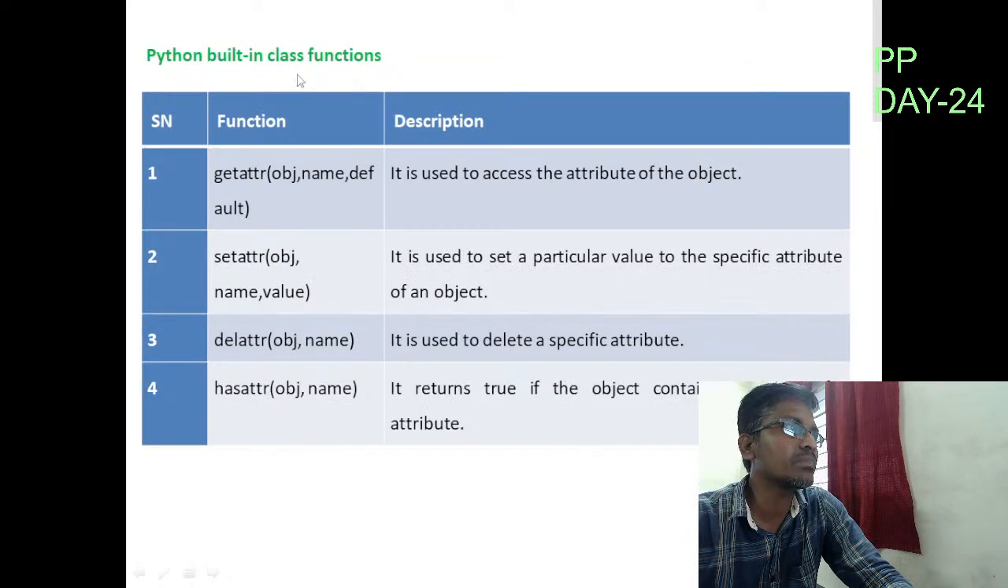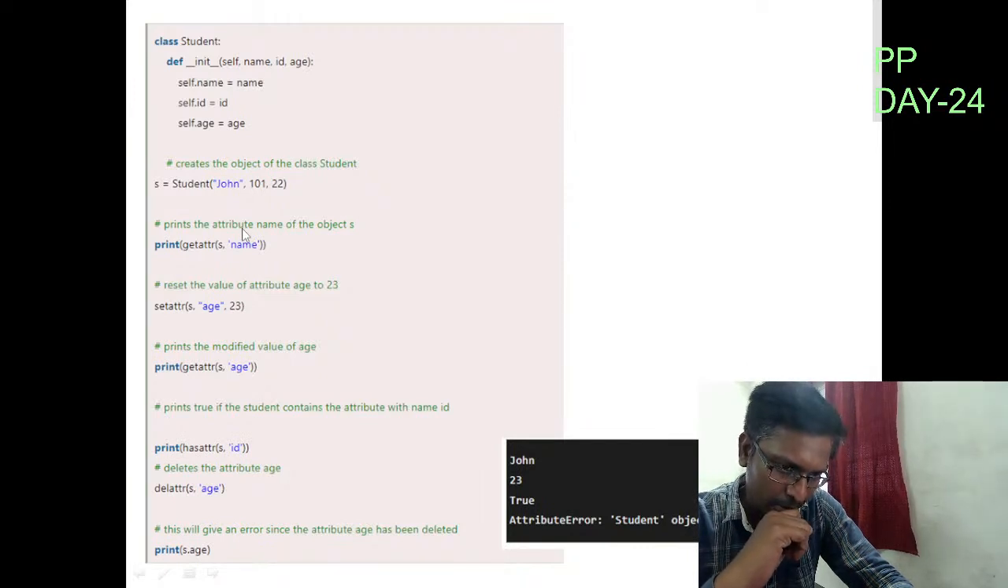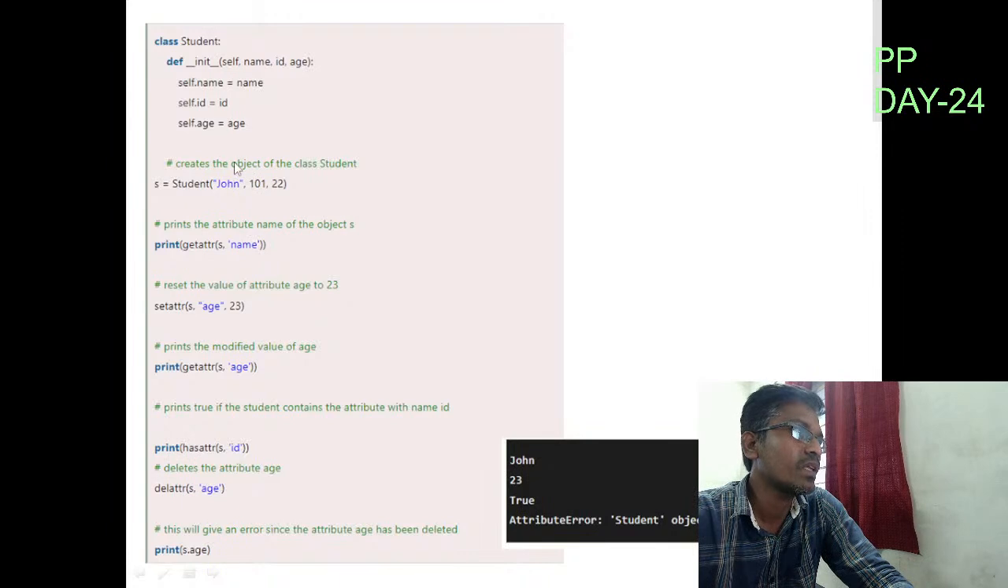These are the built-in class functions: getattr, setattr, delattr, and hasattr. This is an example for set, get, and has attributes. In this example, I'm going to use a constructor, and I'm going to initialize the name and age, and after that I'm going to create one object, passing a name, ID, and age.